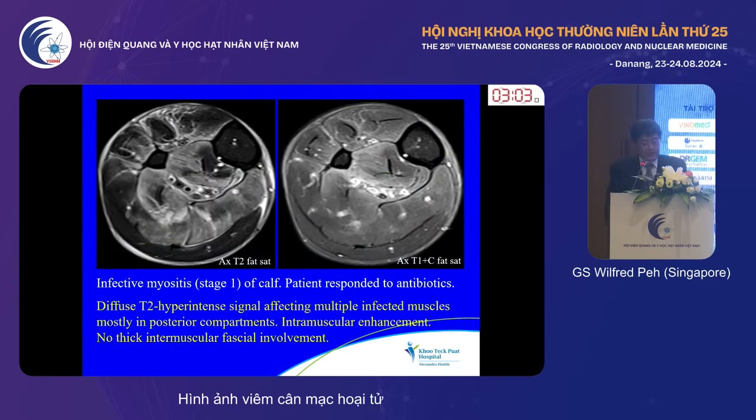Here's an example of infective myositis. T2 image on the left, post-contrast image on the right. It shows no fascial fluid, but there is increased T2 signal affecting several muscles, which enhances on the post-contrast sequence. So this is myositis and not necrotizing fasciitis.